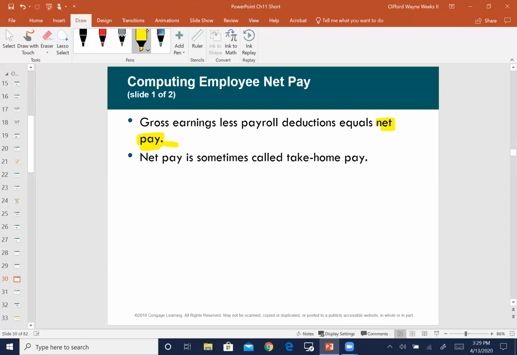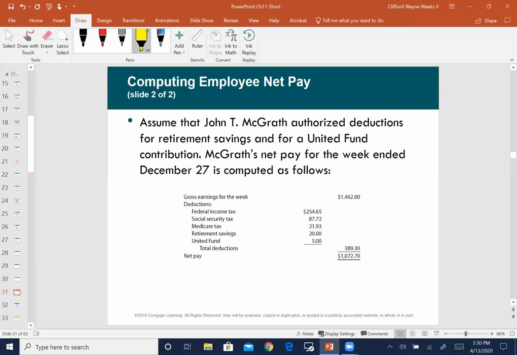The net pay is obviously, we've subtracted things coming down to your net pay. So net pay is sometimes referred to as your take-home pay. So yeah, my whopping $20 for working 10 hours. So we're going to do that with John T. And so he had his gross pay, and now he has his net pay.